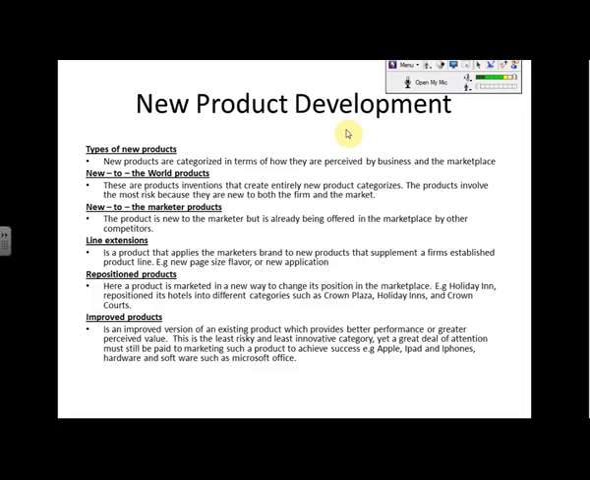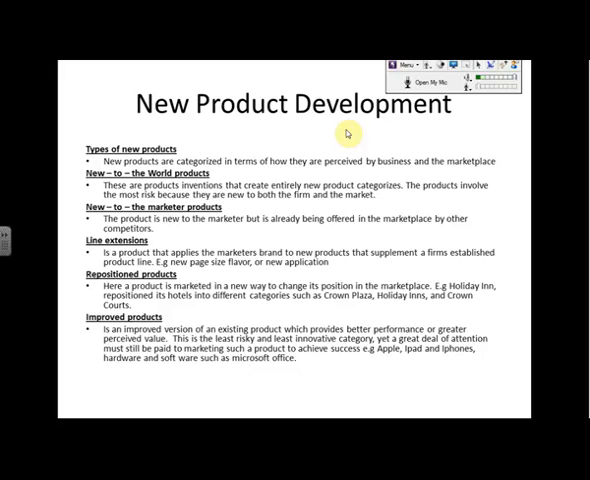There are types of new products. New products are categorized in terms of how they are perceived by business and the marketplace. The first type of new product is what is known as new to the world products. So we are saying that these are products, inventions that create entirely new categories. These products involve the most risk because they are new to both the firm and the market.